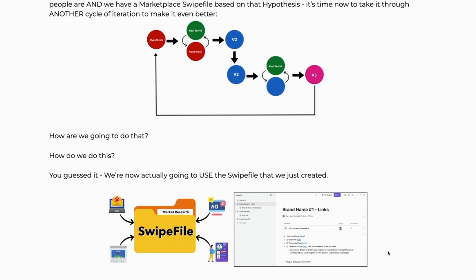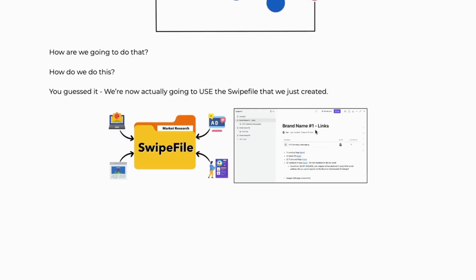Now, in general, you can also use a swipe file if you ever find good marketing, regardless of whether it's in your market or not. So a swipe file has more than just the use case we're talking about right now. You can use a swipe file for more than just marketplace research, but in our case, we're using it for marketplace research. So now we're actually going to utilize this asset that we've created, okay?